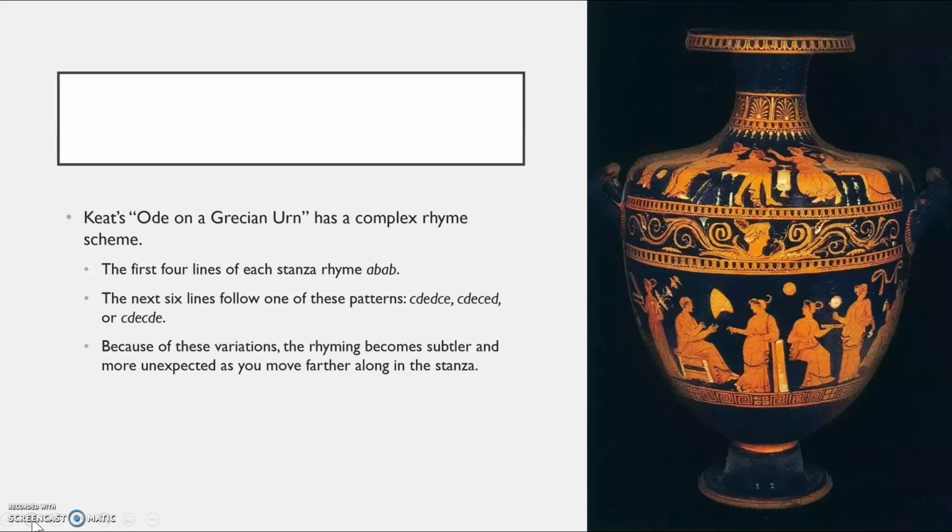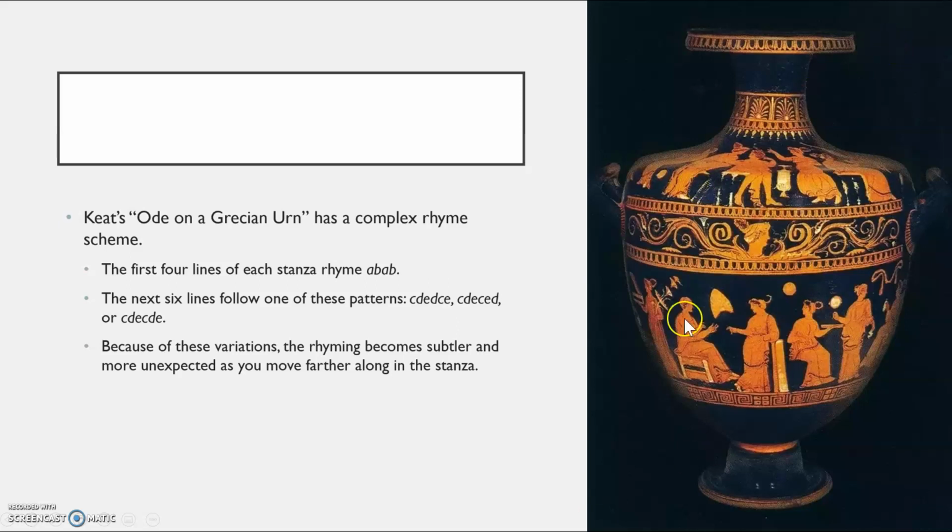Because of these variations, the rhyming becomes a little more subtle and more unexpected as you move farther along the stanza. Honestly, if you saw 2 of the 3 patterns, the first 2, for example, they don't really look like they're rhyming, although if there's a repetition stanza after stanza after stanza, obviously that becomes the rhyme scheme. But it's weird. It's not a normal rhyme scheme. And so you don't notice it as much as you continue to read because it is so different.